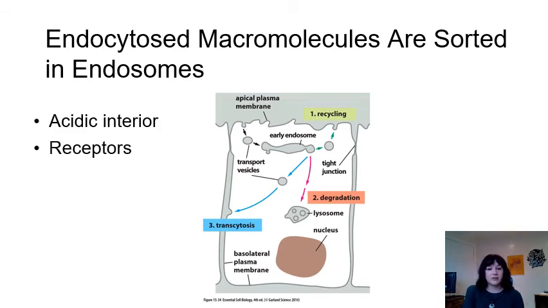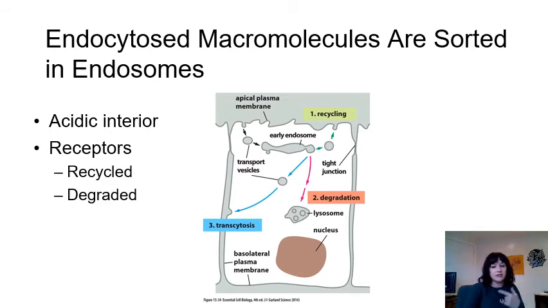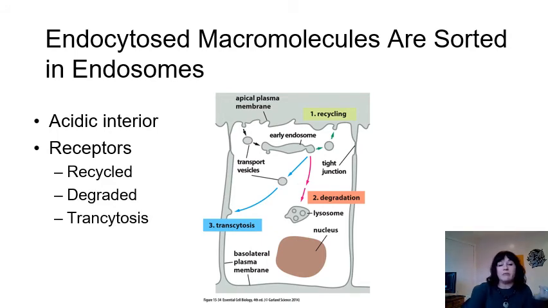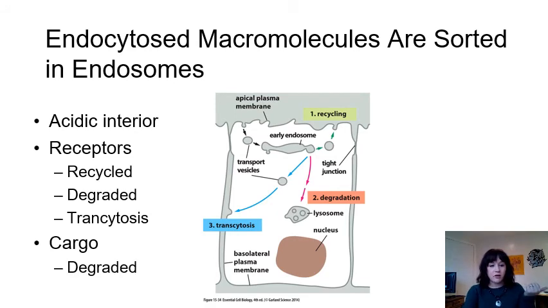Again, the endosome has an acidic interior that helps to kind of break down components that have been endocytosed. And also, in addition to components carried inside of the vesicle, we've talked in this slide about receptors and how they can be recycled, they could be degraded, or they could be moved around the cell in a method called transcytosis. The cargo typically goes straight to the lysosome to be degraded.